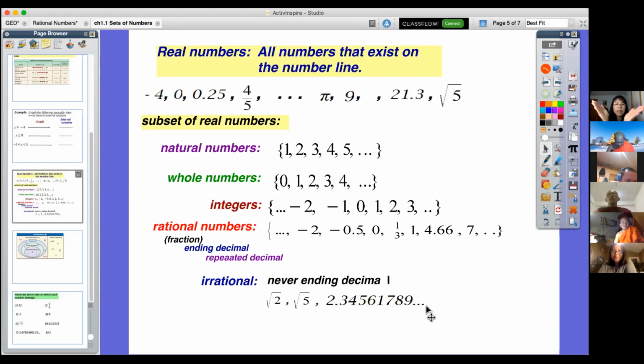Yes, this is what I teach my algebra students. This is my slide over here. Oh, okay. So this tells you everything about a number.